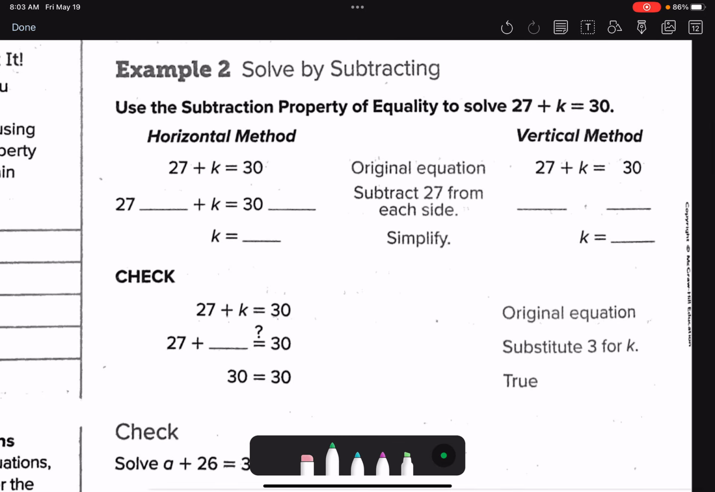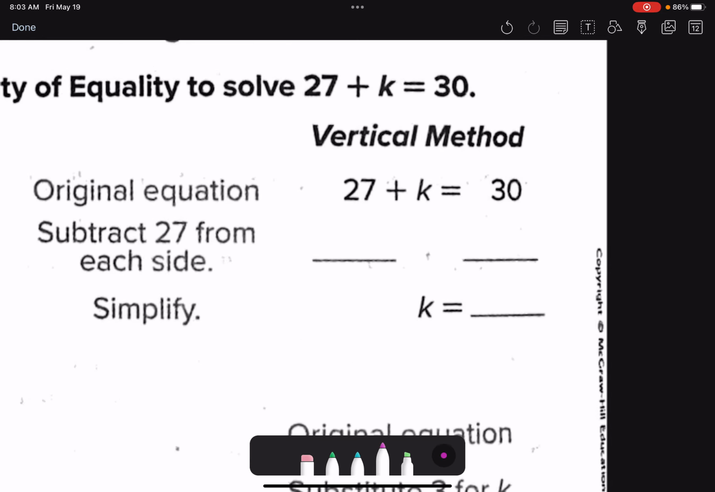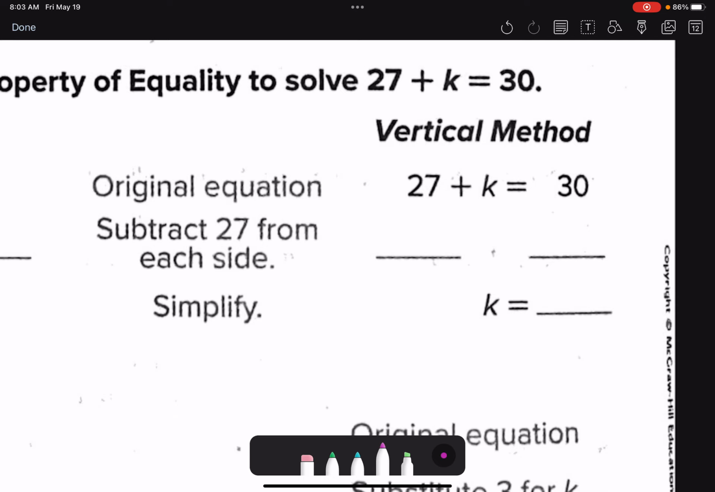All right, let's go on to example 2. Now, please understand the checklist is exactly the same. Hopefully you wrote this down so you can reference this, but it's the same idea. In this problem, I originally have addition. Okay, so I know it says subtracting, but that's because that's how I'm going to solve this. So for this one here, I have 27 plus k equals 30 originally. I'm going to go ahead and just do the vertical method because I know that's the method I'm going to be doing primarily. And so let's go through the checklist really quick.